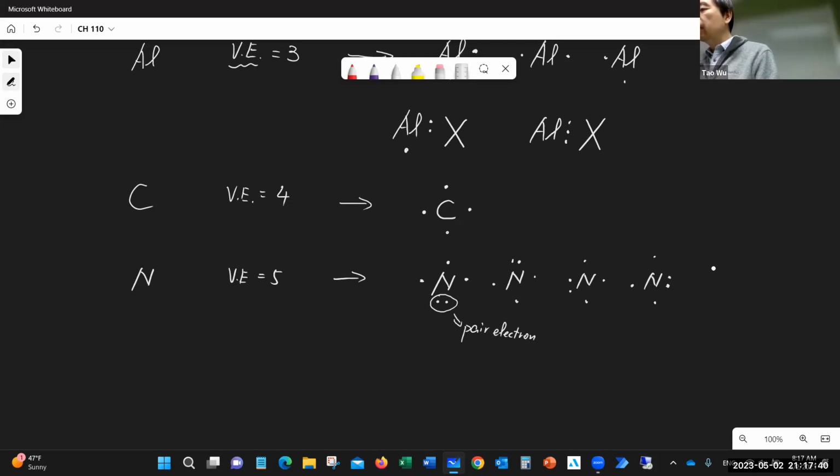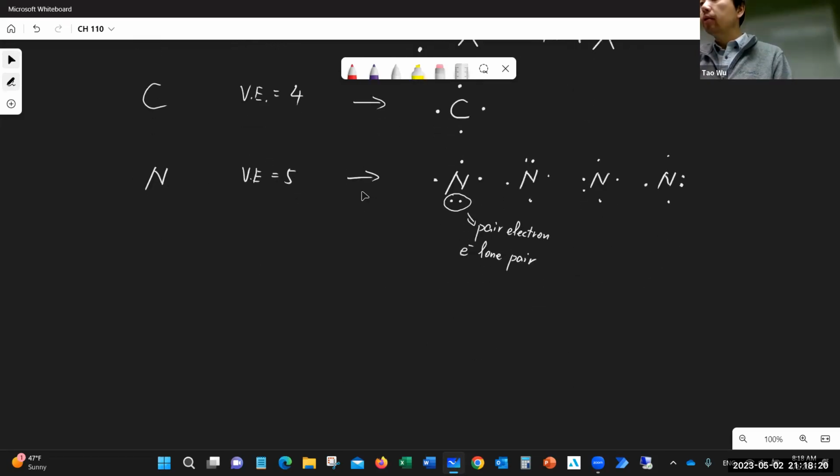Or people also call this the electron lone pair. Why is it called the lone pair? That means when the electrons are paired together, they are not going to be involved in any chemical reactions. So these paired electrons will not be involved in any of the reactions. They're just lonely sitting over there, doing nothing. So that's called a lone pair. Okay, electron lone pair. Okay, so this is for the single elements.